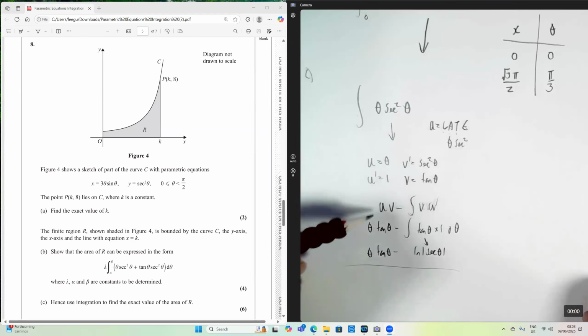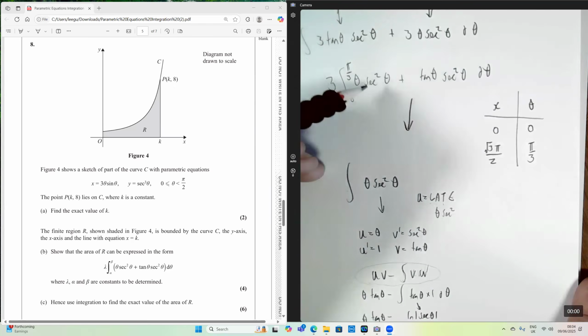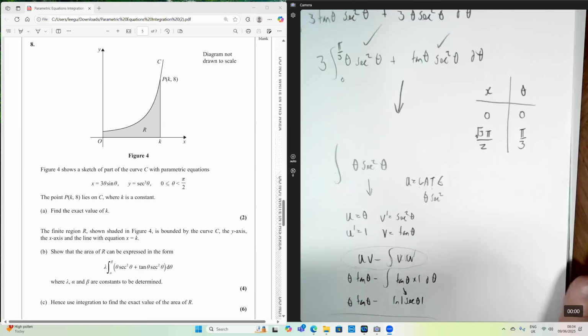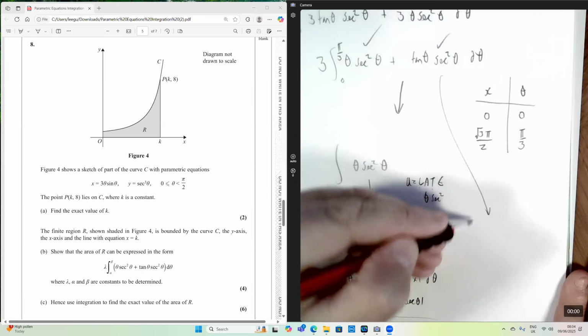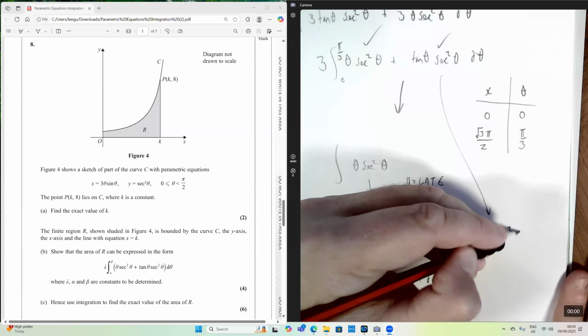We're given the integration by parts formula in the formula booklet, and we're also told that tan integrates into ln mod sec. Let's look at the next term now. So we've dealt with that one. The next term we've got to know how to integrate is this one. I'll just write this down here. This is tan theta sec squared theta.